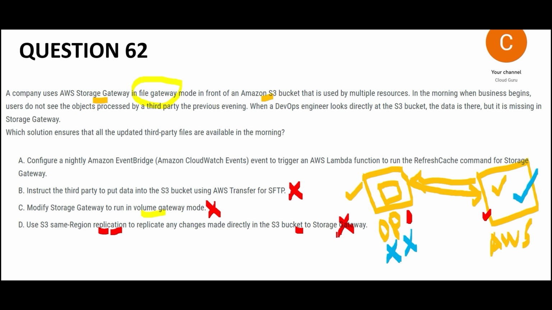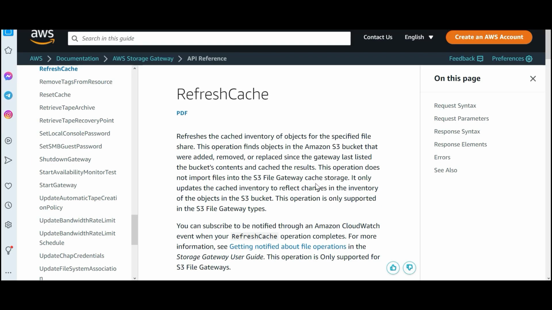S3 replication is to move data from S3 region 1 to S3 region 2, not for storage gateway. So we are left with option A. This is the answer. So it is important to look at refresh cache. When we talk about the storage gateway, there is no need to use replication. The refresh cache will automatically take care of sync up between S3 bucket and on-premises.